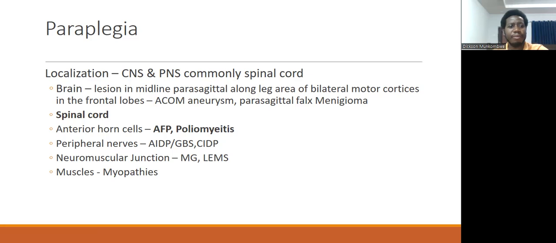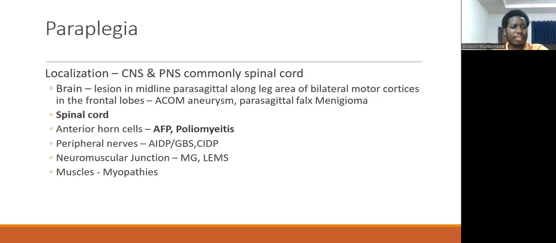So in the brain, paraplegia can come about because of lesions in the midline parasagittal area where the homunculus represents the legs of both motor cortices. So bear in mind, it has to involve both the right and left hemispheres for both legs to be weak, since paraplegia is the weakness of both legs. So common things that can cause this in the brain are anterior communicating artery aneurysm or a meningioma in the falx cerebri in the midline.